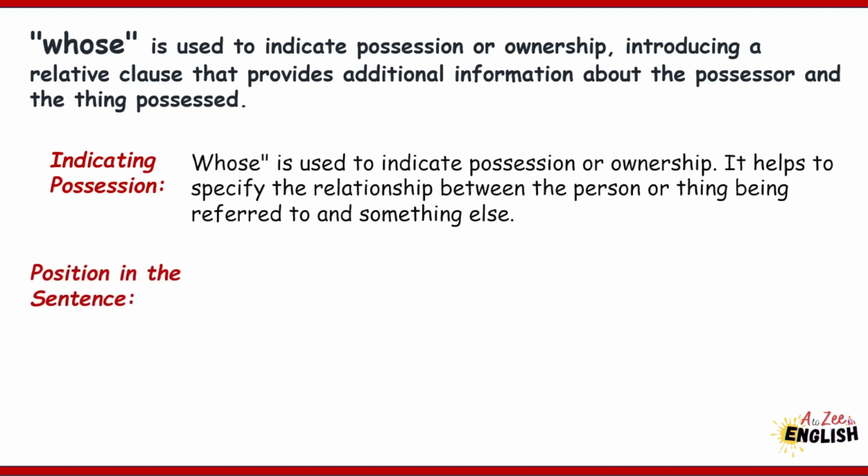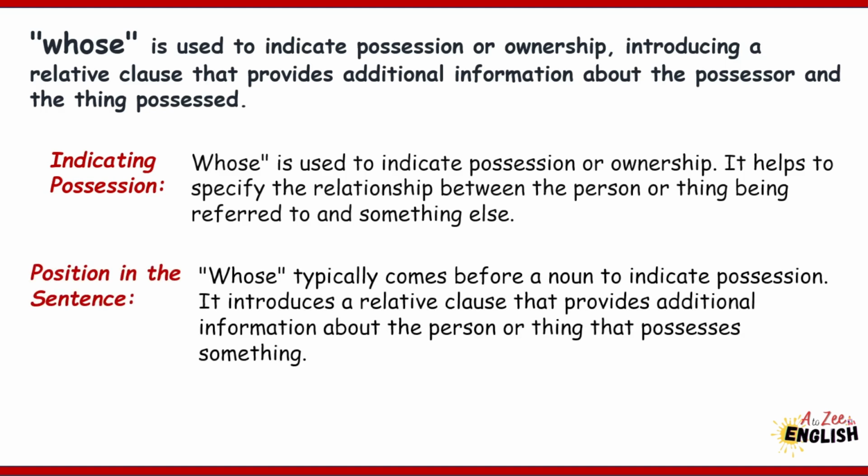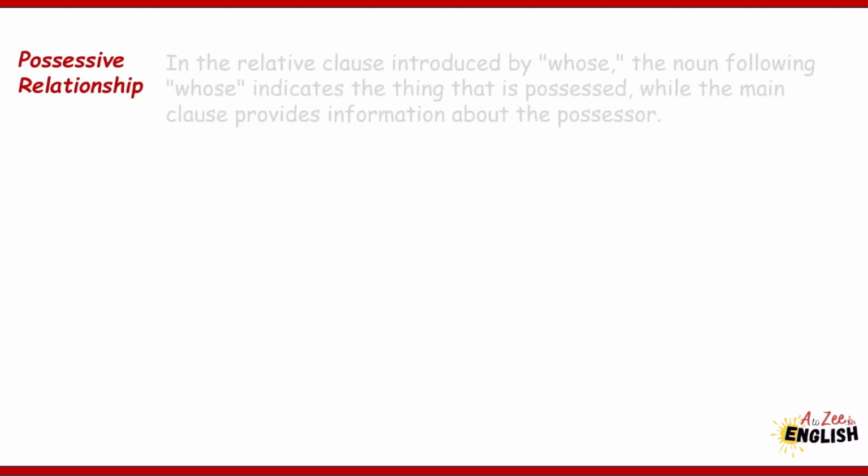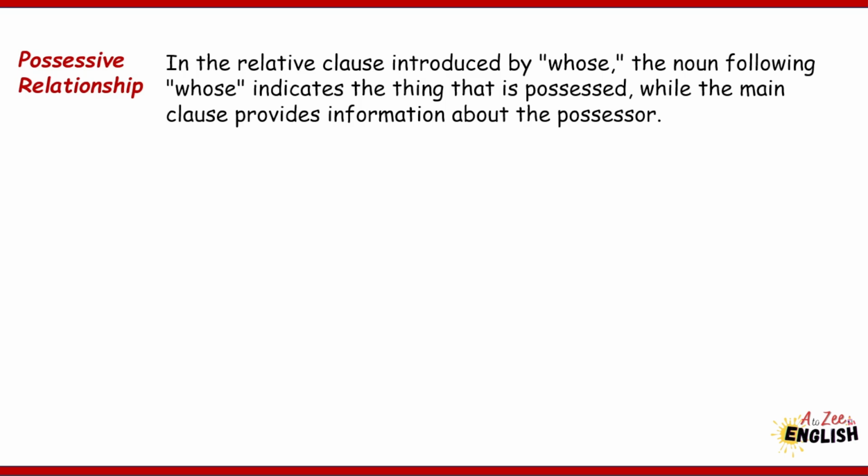Position in a sentence. Whose typically comes before a noun to indicate possession. It introduces a relative clause that provides additional information about the person or thing that possesses something. Possessive relationship. In the relative clause introduced by whose, the noun following whose indicates the thing that is possessed, while the main clause provides information about the possessor.